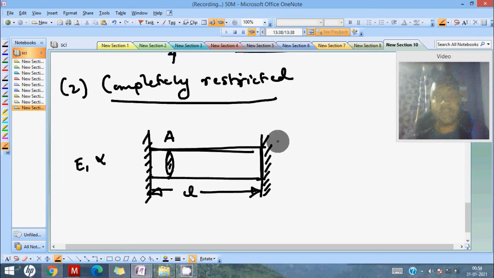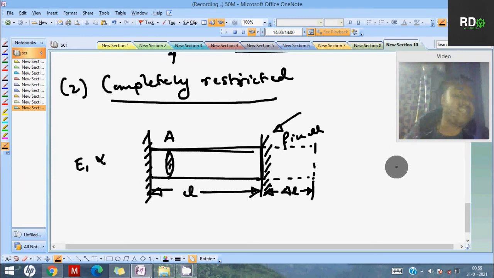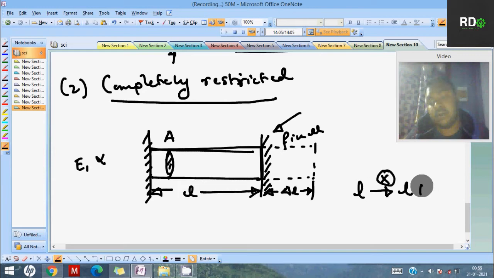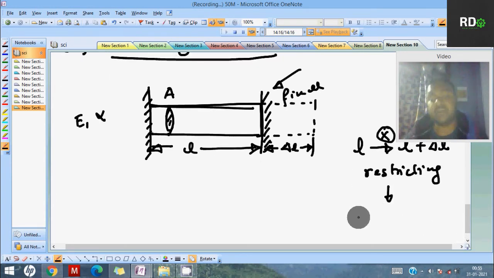Now what is happening? You have put a fixed support on the right side. So whatever delta L the beam is trying to get, it is not possible for the beam, because we are not allowing the free expansion. You have completely restricted it. You are not even allowing a slight change in L. So your L would not become L plus delta L. So you are restricting it. For this reason, what will happen? Your thermal stress will be induced.